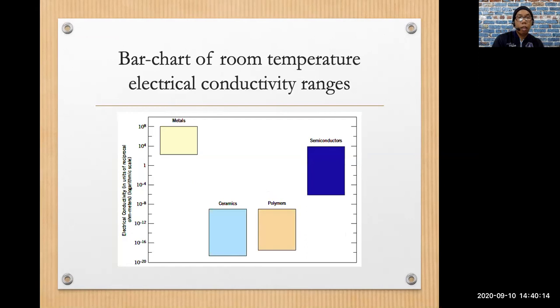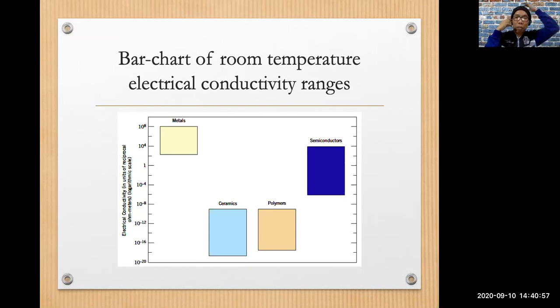Okay. This is the bar chart of room temperature electrical conductivity ranges of the materials. Okay, na metals, ceramics, polymers, and semiconductors. So, shows here the unit of electrical conductivity is in ohm meter. Okay, logarithmic scale. Siyempre, metals, di ba? Good conductors, right? Ito naman, itong ceramics and polymers, they are actually non-conductive materials, di ba? Or ginagamit as insulators.